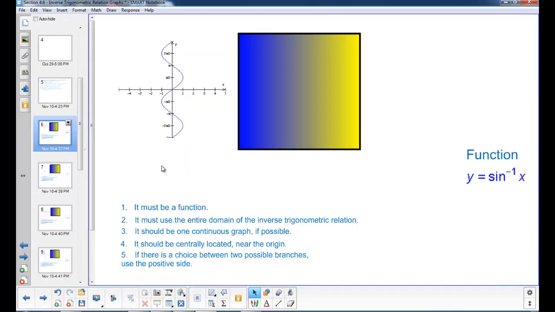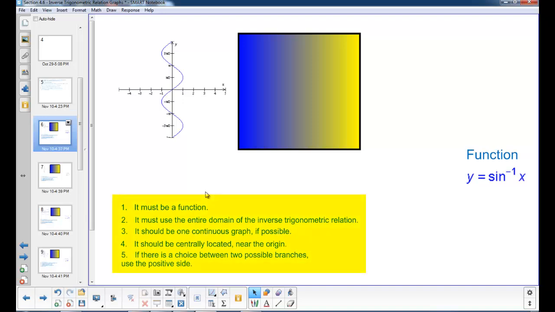Here's a graph of the inverse or arc sine of x. You can see that the graph itself is not a function because it doesn't pass the vertical line test. There are multiple y values for given x values. So if we're going to choose a principal branch, we need to look at these 5 criteria.